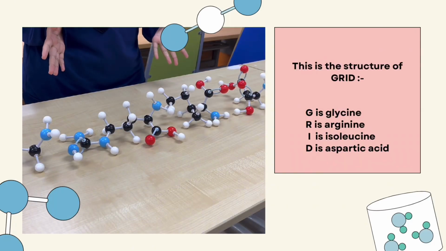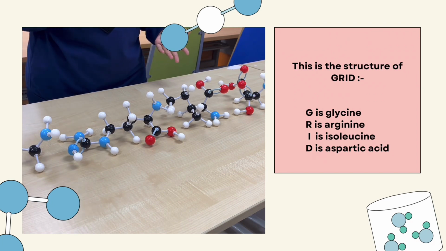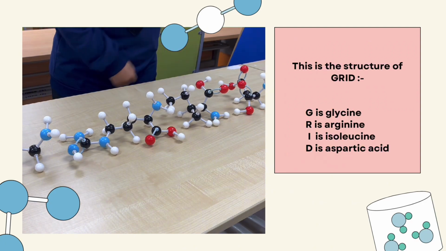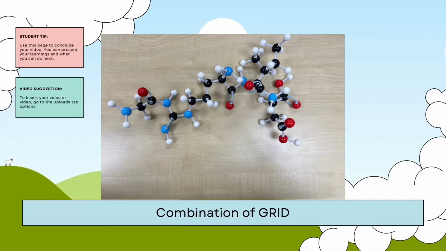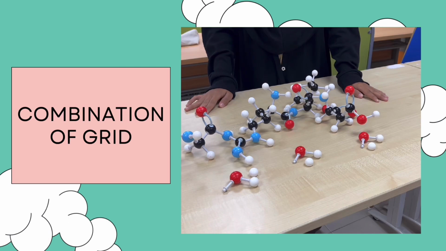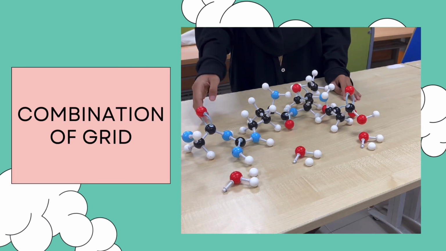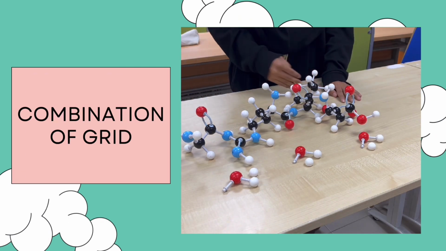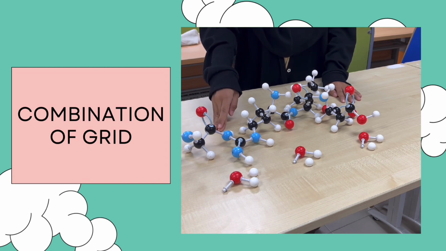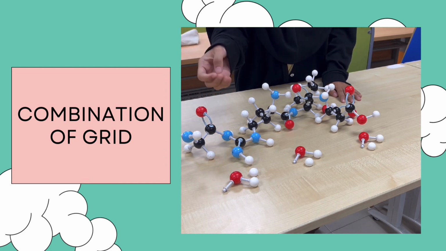This is the structure of GRID. G-R-I-D: glycine, arginine, isoleucine, and aspartic acid. This is the combination for GRID, G-R-I-D. It is combined at the COH and the NH, connected by the peptide bond and eliminating the H2O.